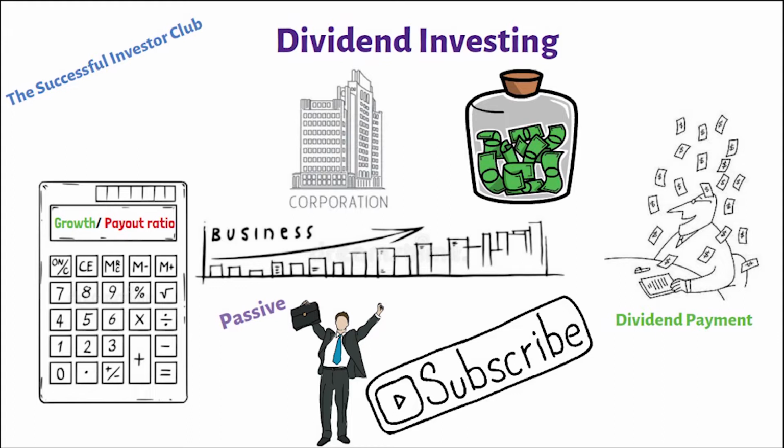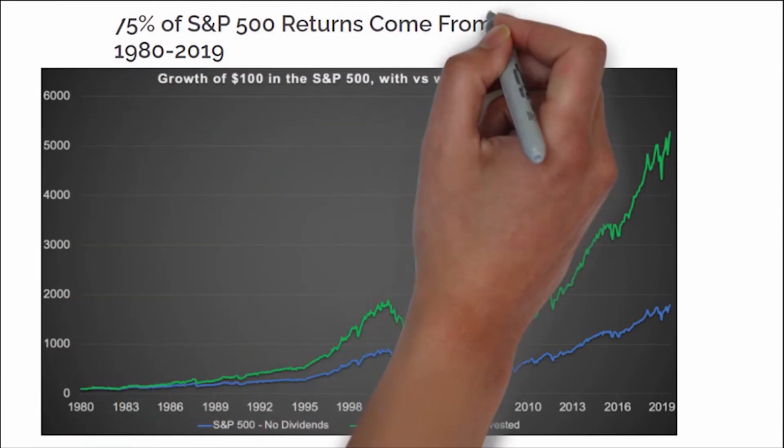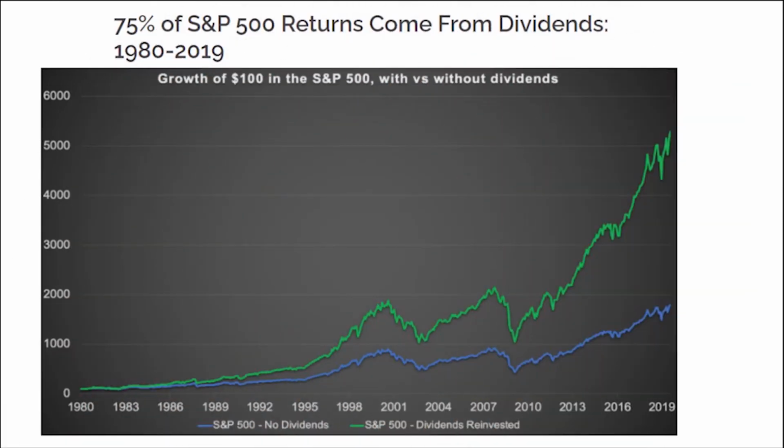In order to understand exactly how important the dividends are, let's start the video with this graph, which shows that 75% of the returns of the S&P 500 index have come from dividends over the period from 1980 to 2019. The green line shows the investment of $100 in the S&P 500 index, with dividends received and reinvested.